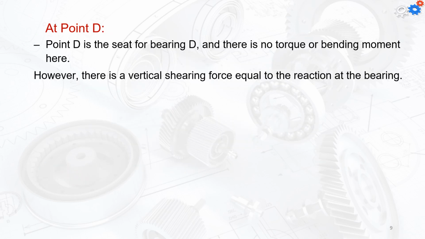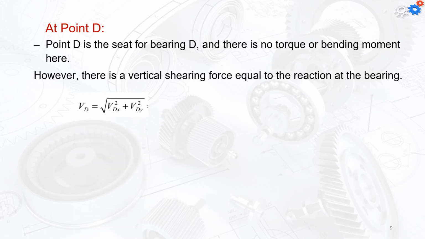Point D at the end of the shaft to the right. The point D is the seat for the bearing D, and there is no torque or bending moment in here. However, there is a vertical shearing force equal to the reaction of the bearing. I cannot consider the diameter to be 0 because I need to fit my bearing in.